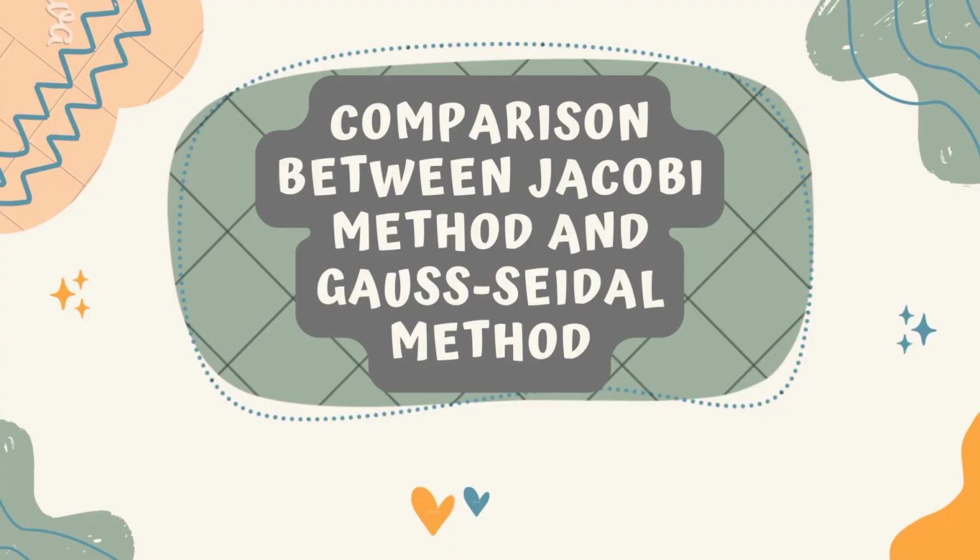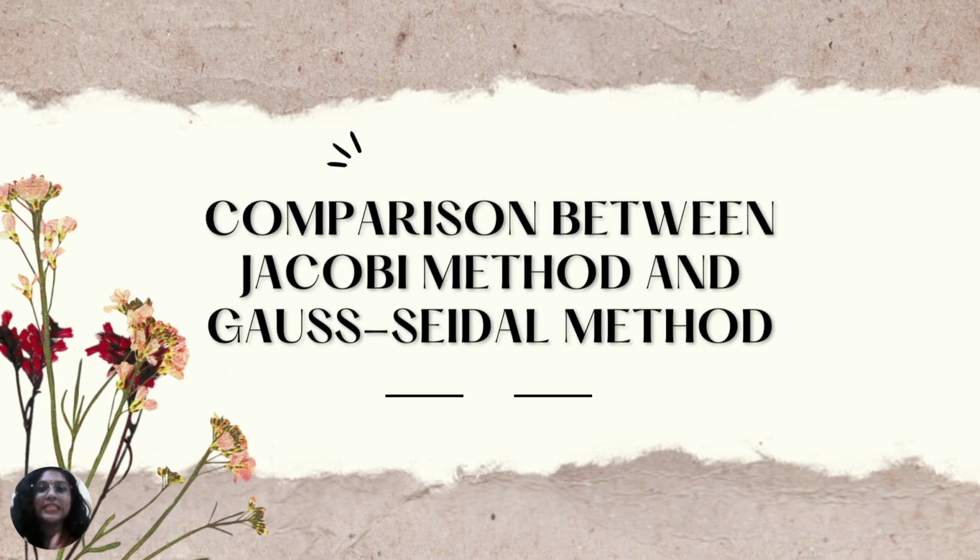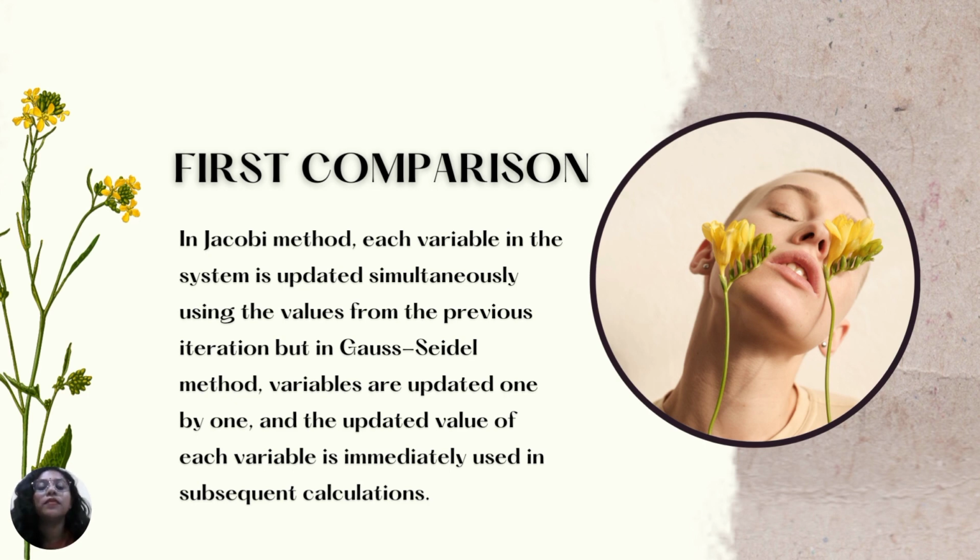The last section is the comparison between the Jacobi method and the Gauss-Seidel method. Hi everyone, this is the part of the comparison between the Jacobi method and the Gauss-Seidel method. The first comparison is, in the Jacobi method, each variable in the system is updated simultaneously using the values of the previous iteration. But in the Gauss-Seidel method, variables are updated one by one, and the updated value of each variable is immediately used in subsequent calculations.